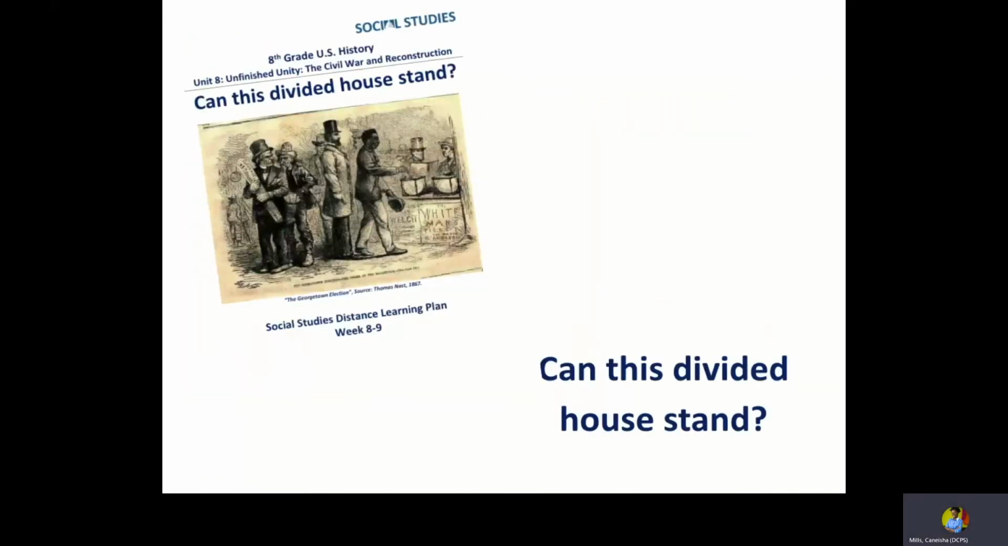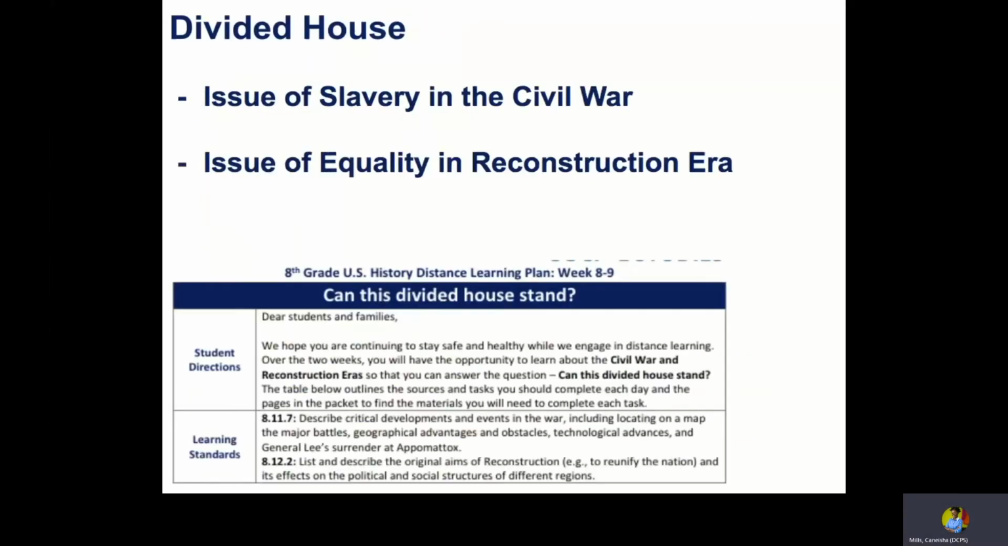The key question of this unit is, can this divided house stand? For the next 2 weeks, you will investigate key events and points during the Civil War and Reconstruction. The key focus of this divided house will be two key issues during the United States in the 19th century. One, the issue of slavery in the Civil War, and two, the issue of equality in the Reconstruction era. You will use all of these sources to complete a task at the end of the next 2 weeks, answering the key question, can this divided house stand?